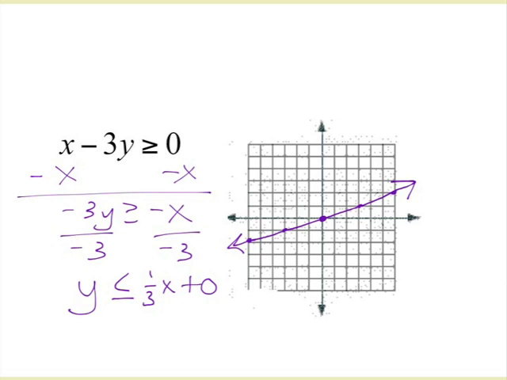And then I need to figure out which side to shade. I cannot test 0, 0 on this because it goes right through 0, 0. So I'm going to test 1, 1. Make any point you want, as long as it doesn't go through there. I like to pick points where I don't have to worry about what's x and what's y. So I like to pick points where the x and the y are the same. But it doesn't really matter. Any point as long as the line doesn't go through it. When I plug that in, I get y is less than 1/3, which is not true.